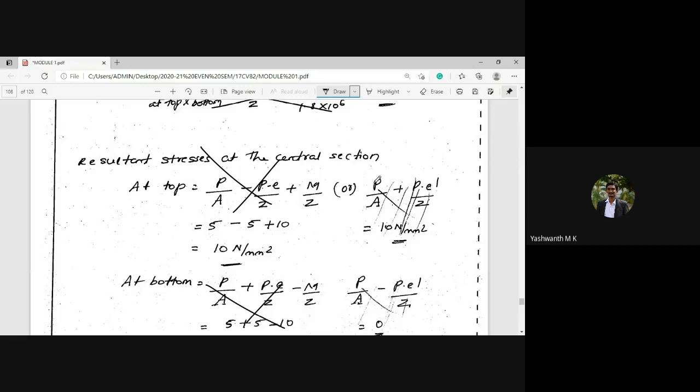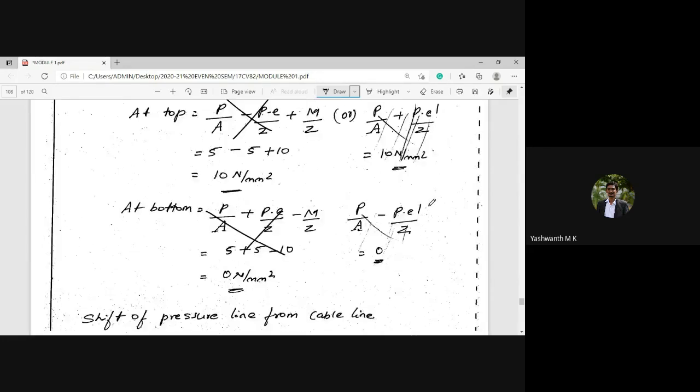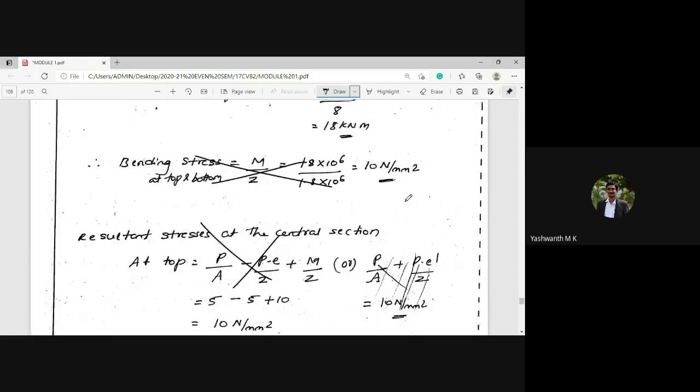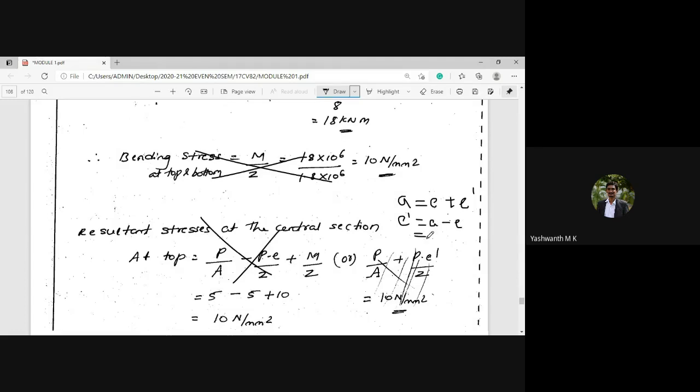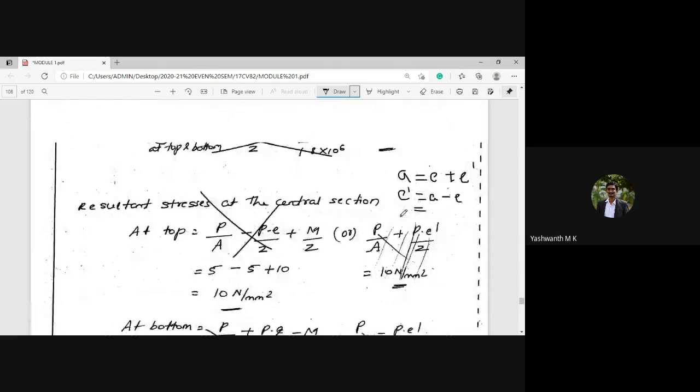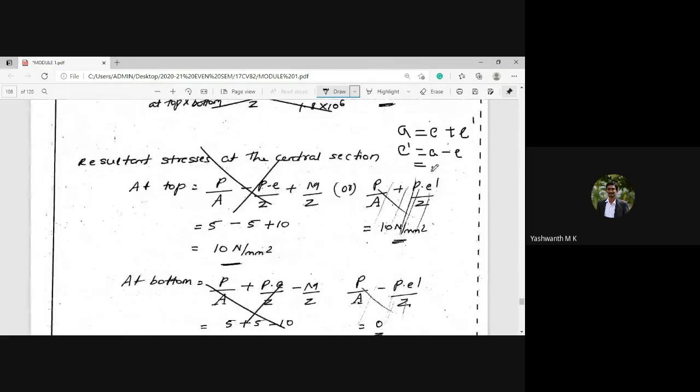Next, calculating the stresses. This is the formula P by A plus P dash by Z. How to calculate E dash? We know that A is equal to E plus E dash. Therefore E dash is equal to A minus E. We already calculated A, that is 100, minus the eccentricity distance, which is 50.